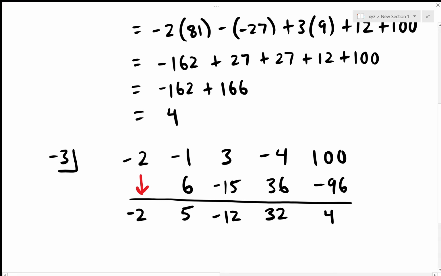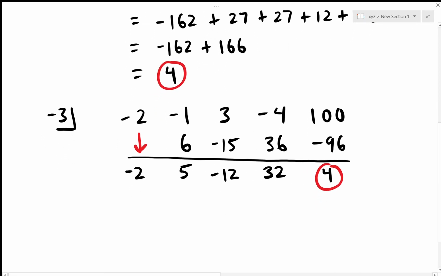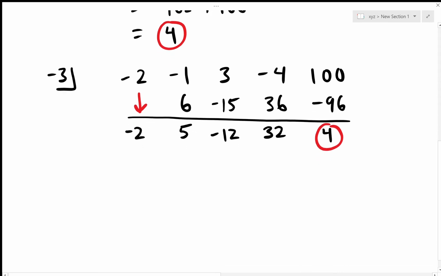So what I want us to notice here is that what we're getting for f of negative 3 is the same thing as the remainder that we get when we use negative 3 as our synthetic division divisor. And that is not a coincidence. This will happen every single time. This is actually something called the remainder theorem, which allows us to evaluate any polynomial by using synthetic division this way. So let's go ahead and just state the remainder theorem real quick so that we all know what exactly is being said.